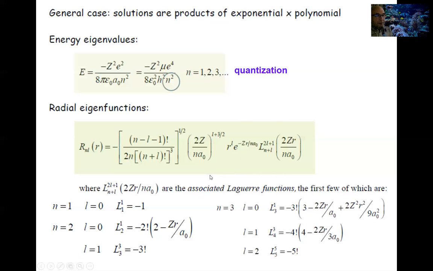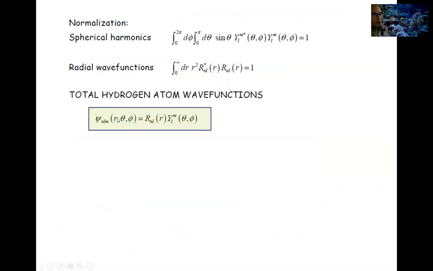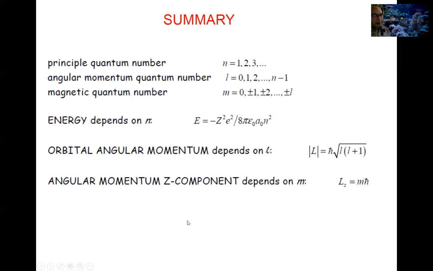Now, if we look at n squared, n is a quantum number which is also dependent on orbital momentum. According to our postulate, we always need to use normalization. So wave functions should be normalized, and we find some constants for them. Radial wave functions are normalized, and therefore the total hydrogen atom wave functions are normalized too, because both components are normalized. So this is a general overview of the solution for the Schrödinger equation for the hydrogen atom.